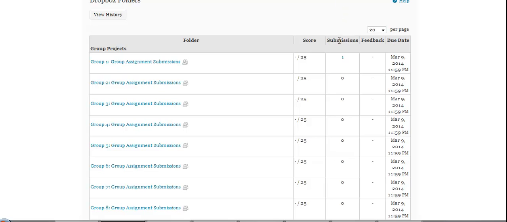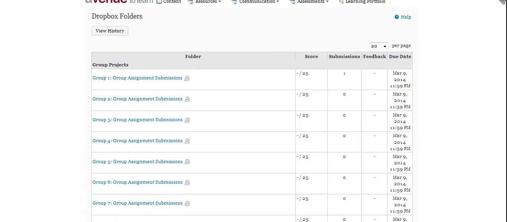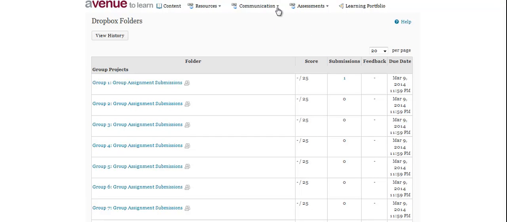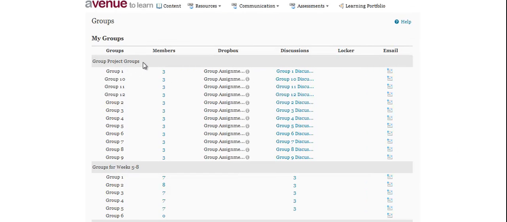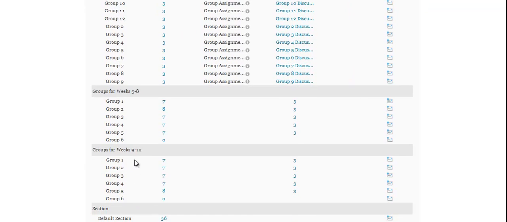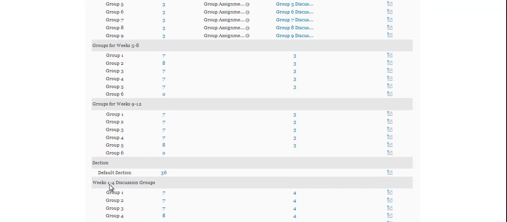And now, some of you were looking or concerned about finding your groups. There is a tab up at the top called Communication. You may not be able to see it quite here, but hopefully I've adjusted the screen so you can. It says Communication. Go into Groups. All right, now you can see a section for group projects, a section for your groups for weeks 5 to 8, 9 to 12, and group weeks 1 to 4. Okay, so these are your groups for weeks 5 to 8, 9 to 12, and 1 to 4.